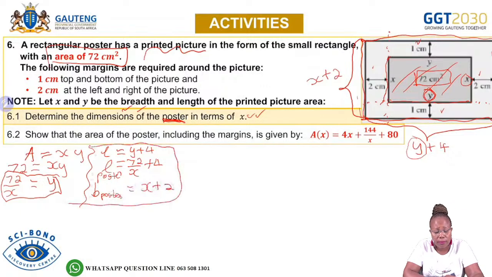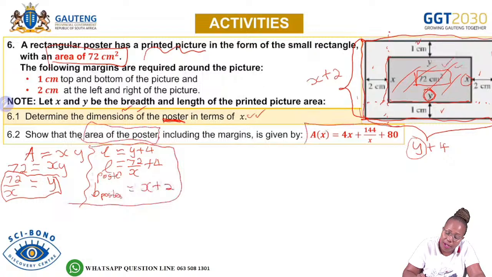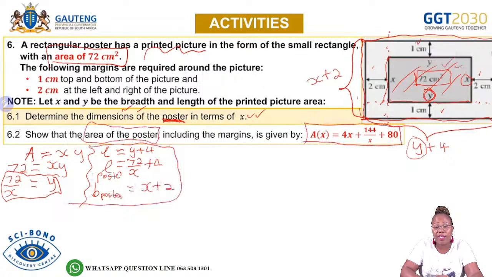That is the answer for 6.1. With 6.2, they say show that the area of the poster, not the picture, because the area of the picture is given to you as 72 square meters. We are looking for the area of the poster, including the margins now. You are showing that the area will be given by this formula. That means we are determining the area in terms of x, right?